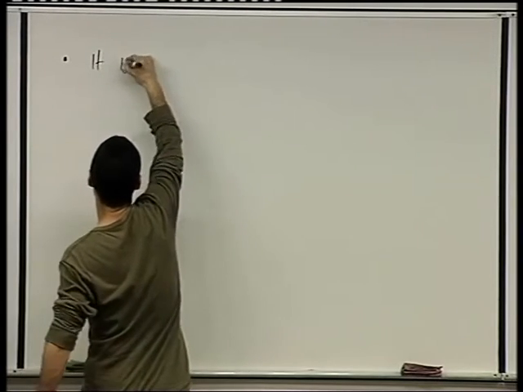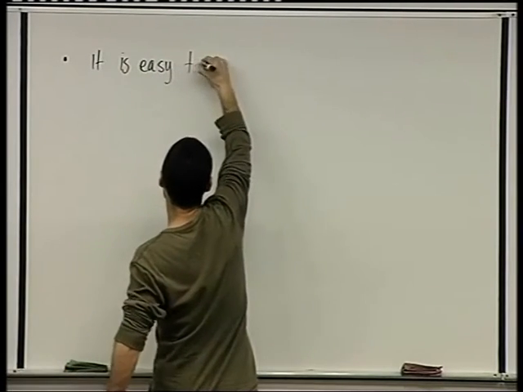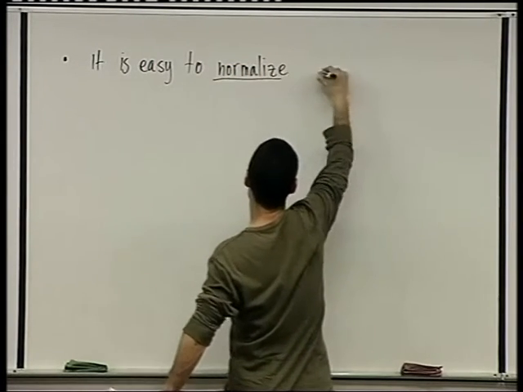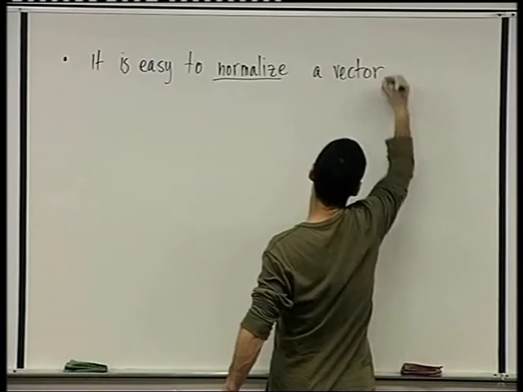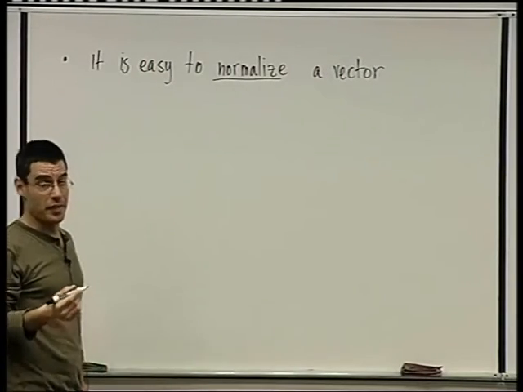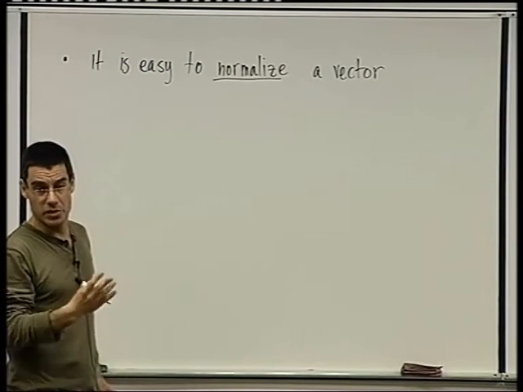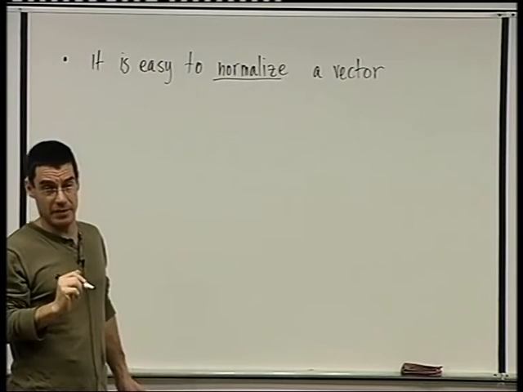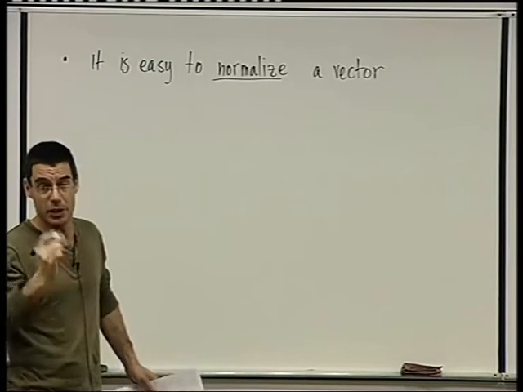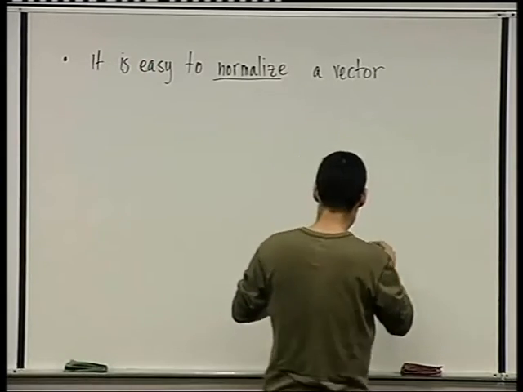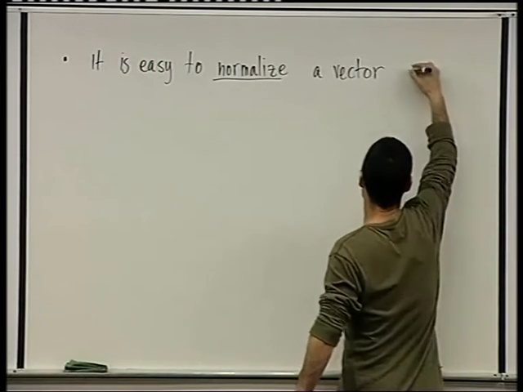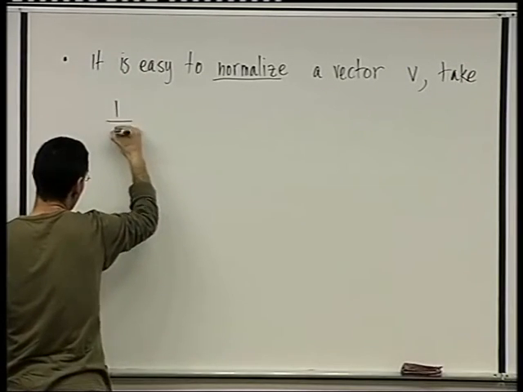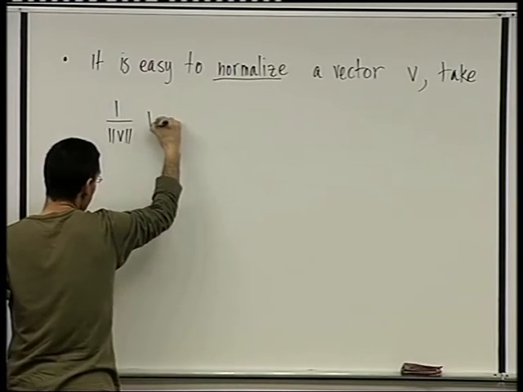So here are some remarks. It is easy to normalize a vector. So suppose somebody gives you a vector v, and you want a vector with the same span. What is the same span as a single vector? It just has to be some multiple of that vector, right? That's the span of a single vector, all scalar multiples. So the way to do it: take 1 over the norm of v times v.